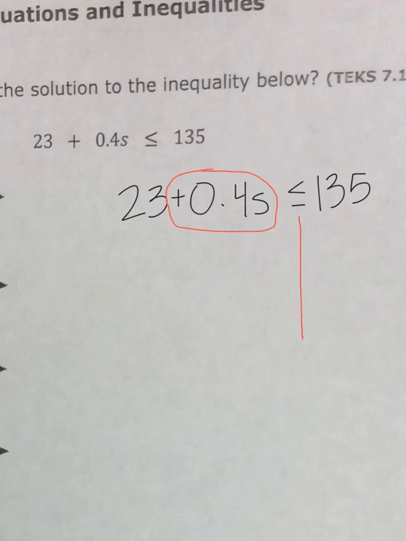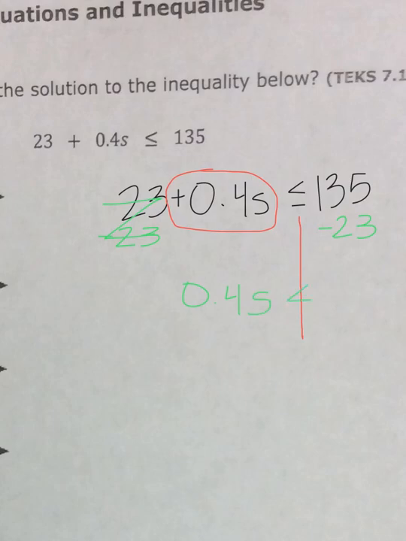So how can I get positive 23 to 0? Negative 23 or minus 23. So I'm going to put minus 23 on that left side. Whatever I do to the left side, I have to do to the right. So I'm also going to write minus 23 right here. 23 minus 23 zeroes out, and we met our goal there. We now are left with just the variable term.